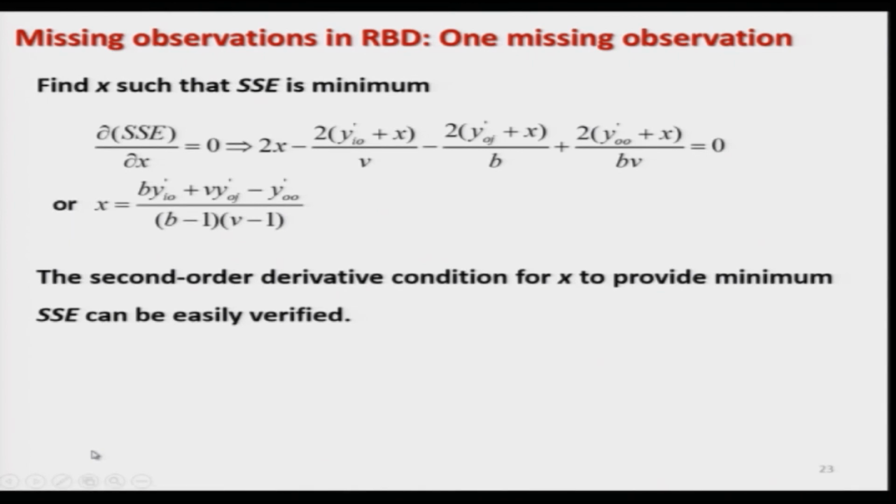Now, what we have to do? We have to simply find the value of x such that SSE is minimum. For that I can partially differentiate SSE with respect to x and put it equal to 0. I will get this equation, and you simply have to solve this equation.